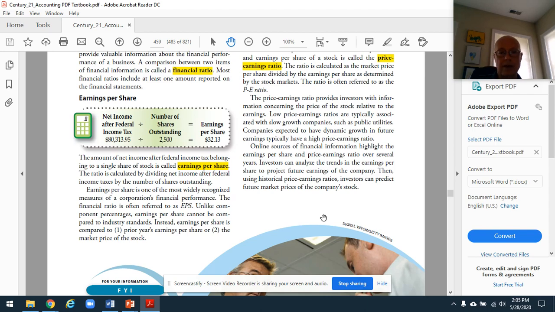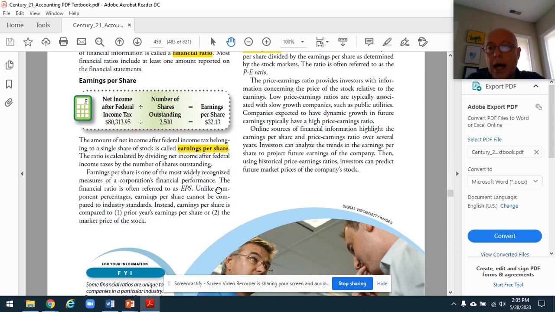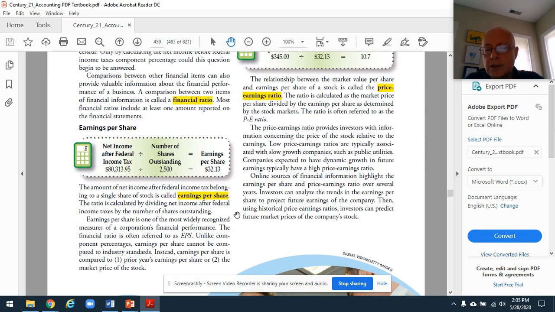Okay, think about that. So when you are looking at earnings per share and you are looking to compare one company to another, you want this to be high. This is very attractive to an investor. If it's high, you are interested in it. If it's low, maybe not so much.